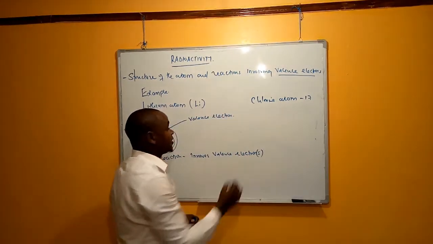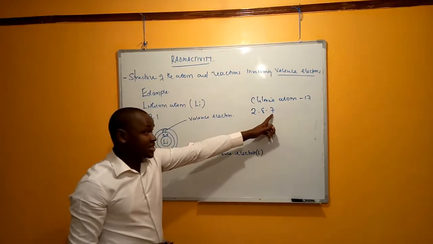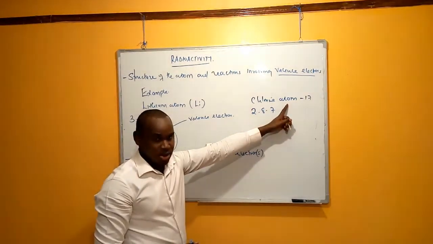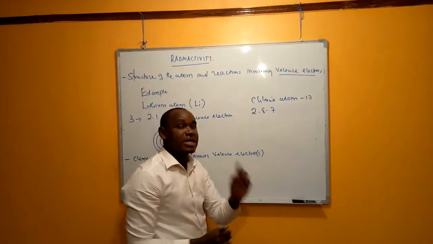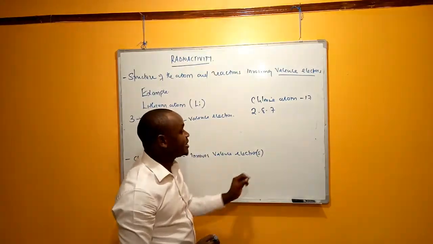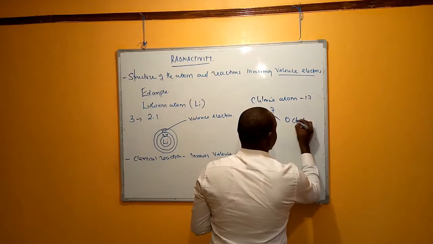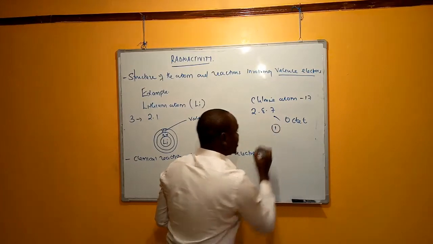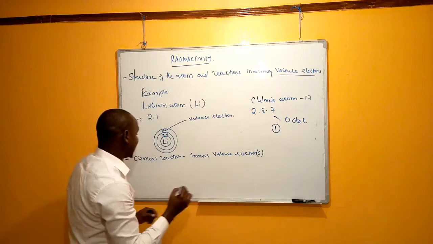Chlorine has atomic number 17, therefore its electronic configuration is 2,8,7. Remember, there are 7 electrons in the outermost energy level. However, for chlorine to react or form a chemical bond with another atom, it requires to gain 1 electron to attain a stable electronic configuration, an octet. So the 1 electron that chlorine is going to gain is called a valence electron.